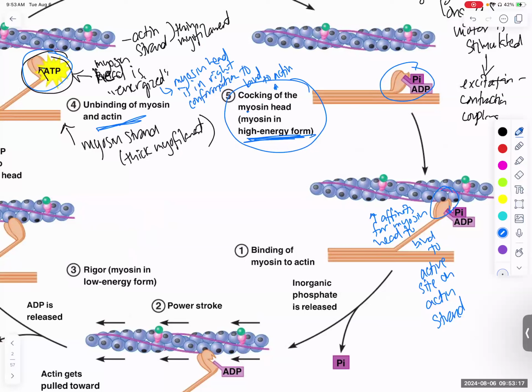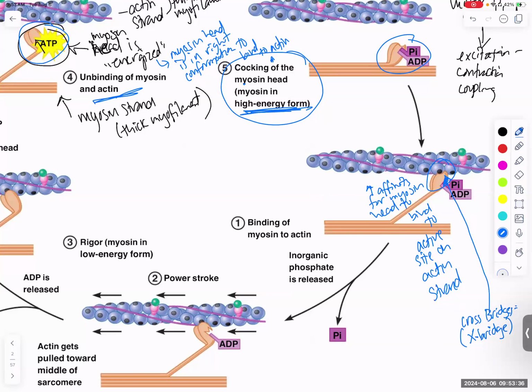And this right here, when the myosin head is attached to the actin strand, is called a cross bridge. A cross bridge is formed. I always abbreviate it to look like that. So a cross bridge is formed when the myosin head is attached to the actin strand. That is the definition of a cross bridge.